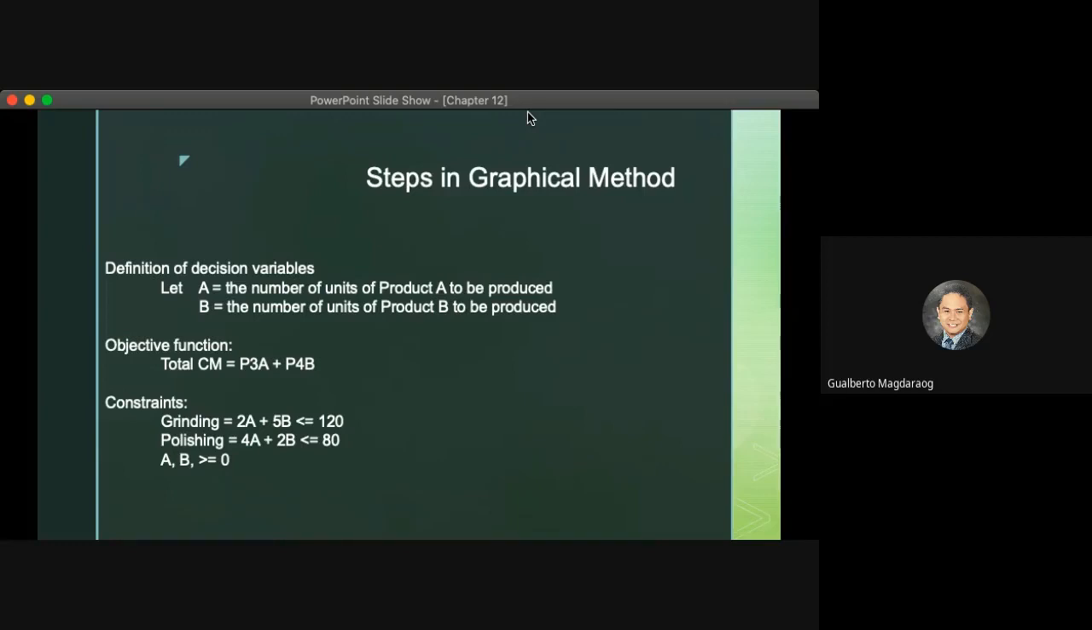Imposible po ang negative. Okay, walang negative 1A, walang negative 1B. Walang negative produce, wala pong ganon. So it should be greater than or equal to 0.